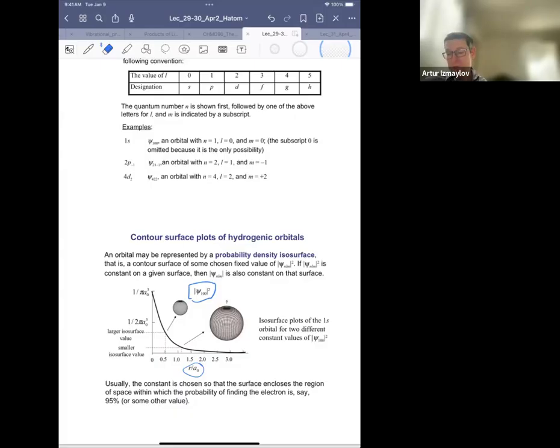So that's why people came up with this nice trick. Let's look at the contour of the surface for which the function has the same value. Okay, so that's the logic here. If, let's say, I want a contour plot of the function that has value 0.1, right?